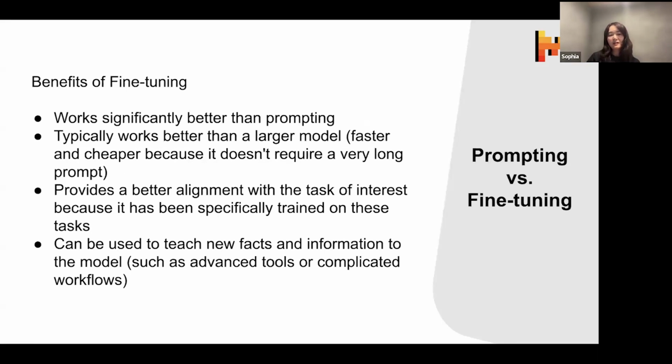It can work better than a larger model, faster and cheaper, because it doesn't require a very long prompt. For specific use cases with a large model, if you have a sophisticated prompt, you can make it work. But with small fine-tuned models, you can just fine-tune it on specific behavior that doesn't require a long prompt. And again, it's better alignment with the task of interest because it's specifically trained on different tasks, and you can teach it new facts and information.